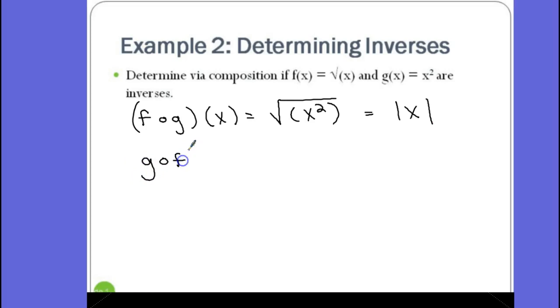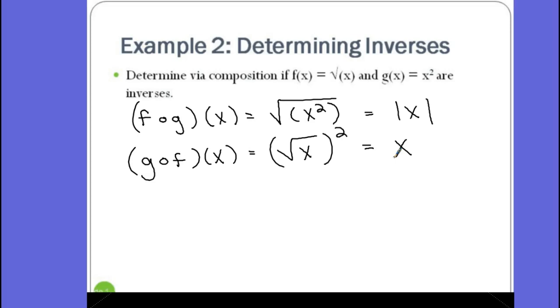Okay, let's look at g of f. So now we have a square root of x going into something squared. So again, the square root and the square cancel, and you get x. This is why the absolute value is so absolutely necessary.